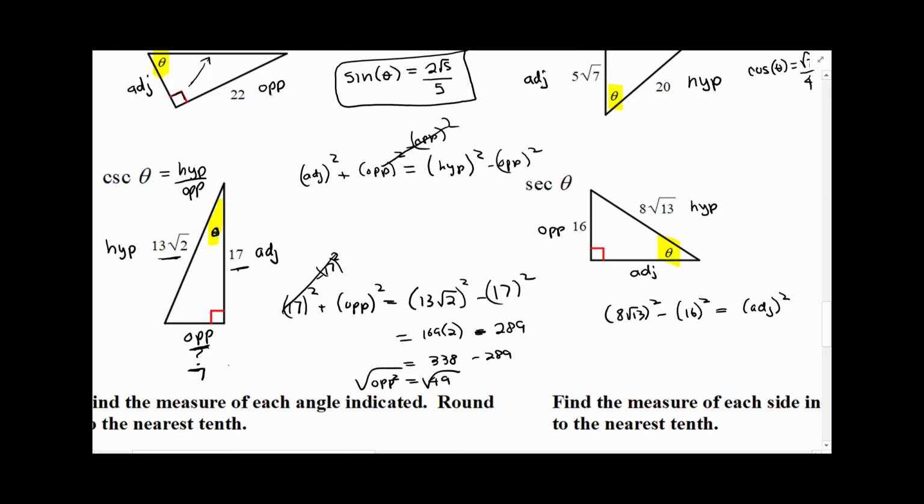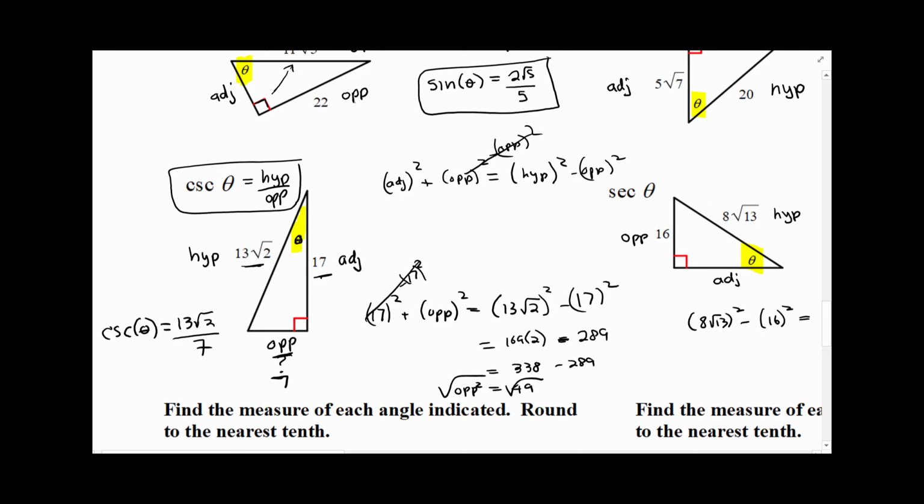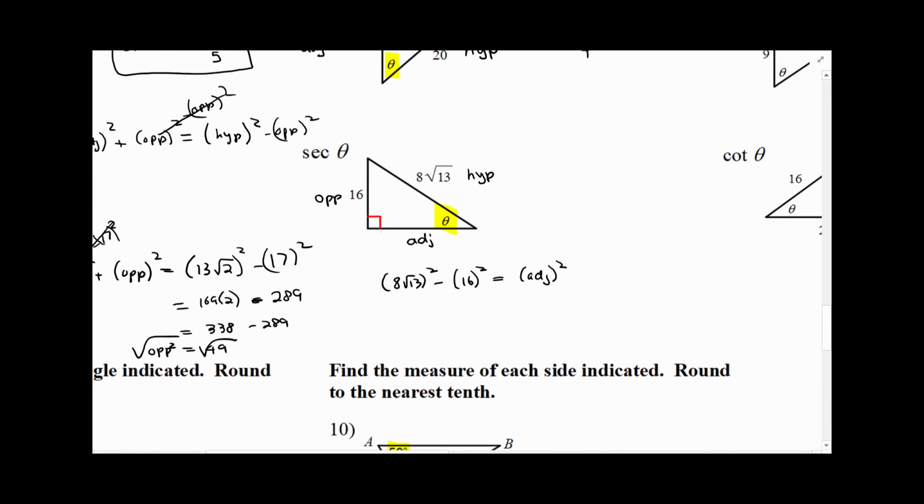And so now, let me move it over here. Cosecant of theta, so the hypotenuse is 13 root 2 over the opposite side, which is 7. And that's it. That's all you're having to do. Over here, you're going to have to do the same thing. Secant is hypotenuse over adjacent. We know the adjacent. So look at, I just sped things up.